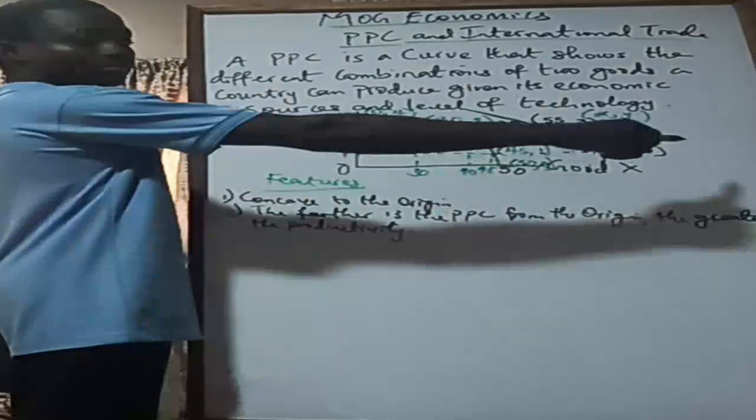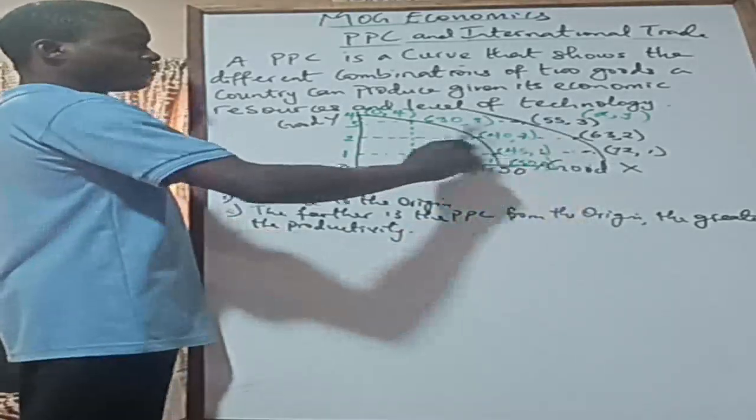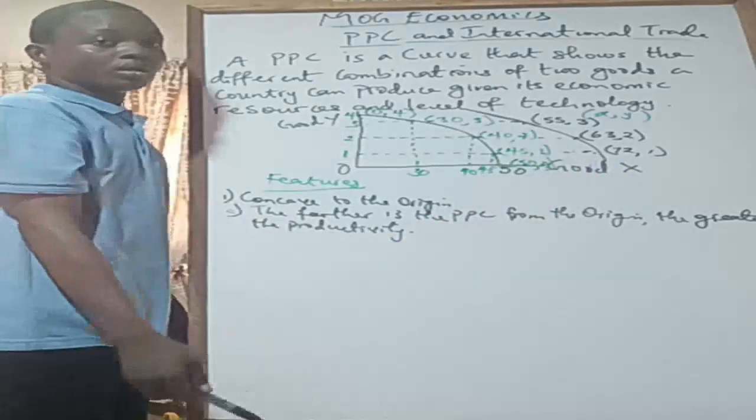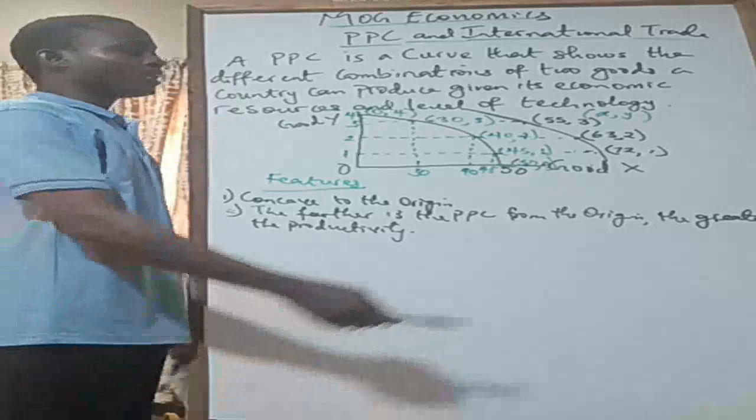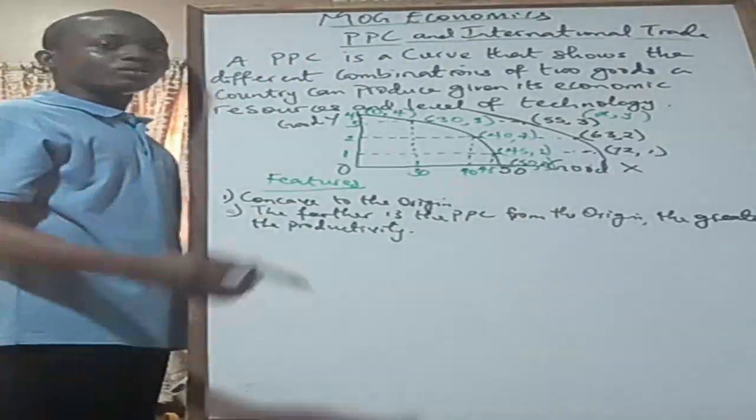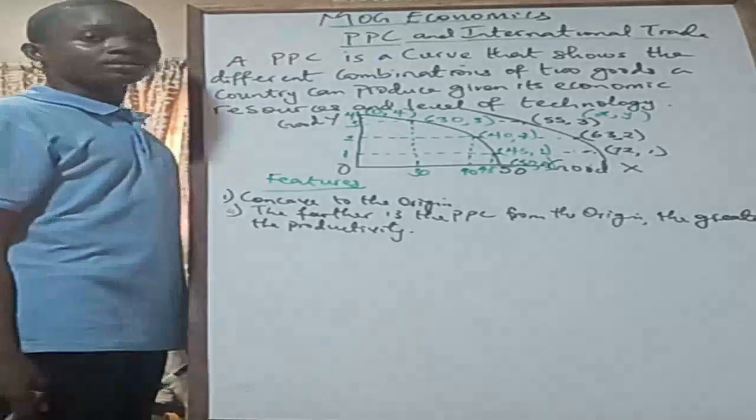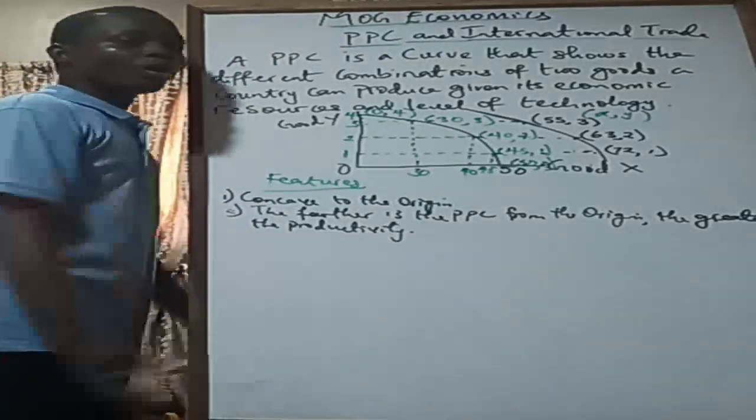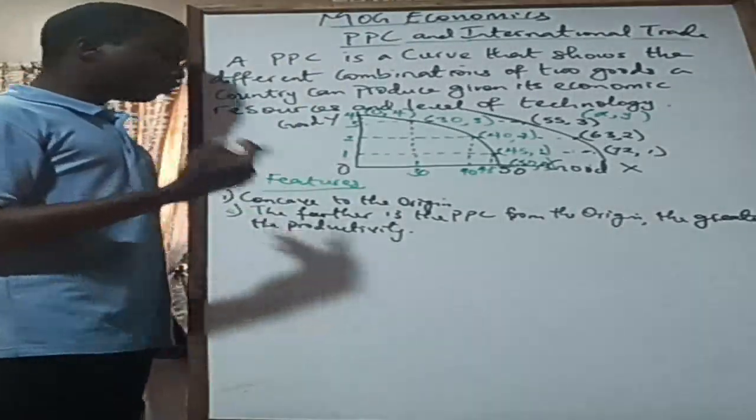But if you look at the new curve here, you're able to get more of good x, right, 55, without reducing the amount of good y that you're able to produce. Okay, the same thing here, more of good x without reducing, so on and on like that. So that's why we say this one is better. The farther away the PPC is from the origin, the better it is. The better is the level of productivity in the country. So you can produce more of a commodity without reducing the amount of the other commodity that you're producing.